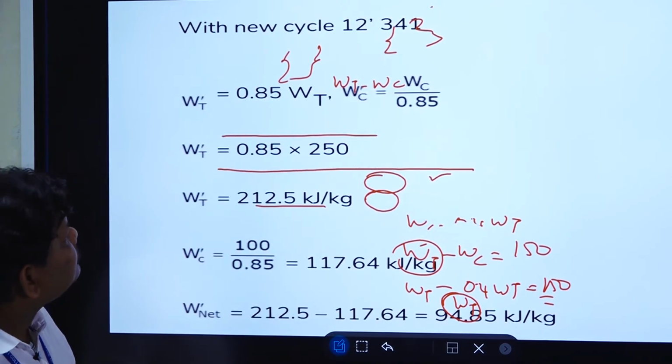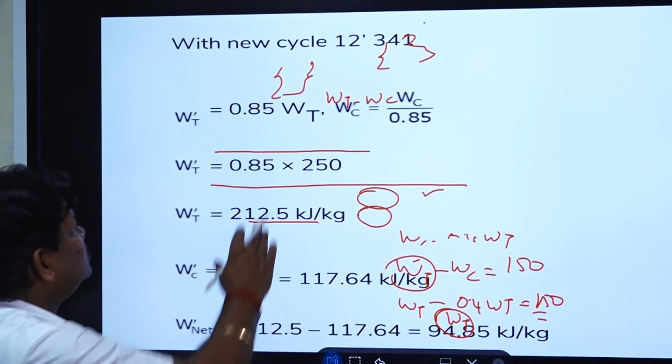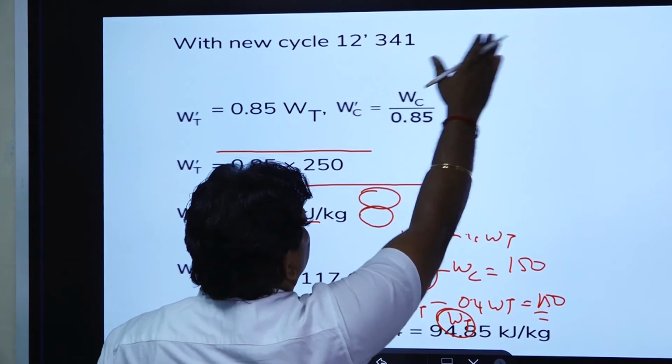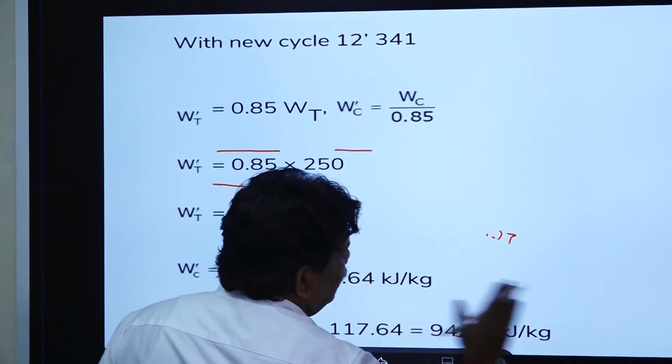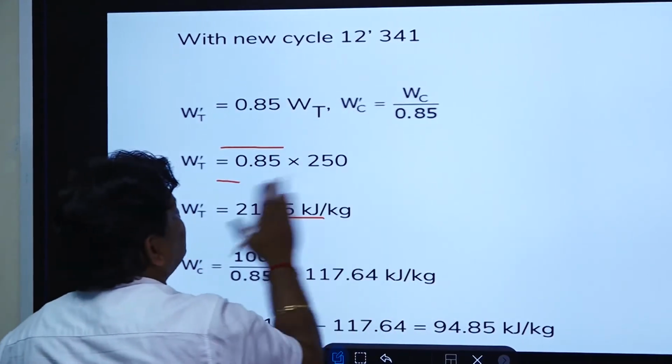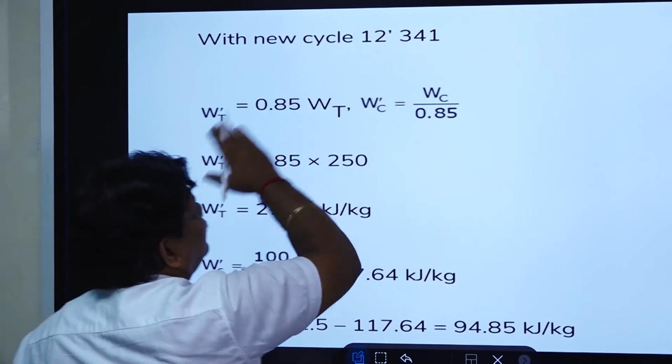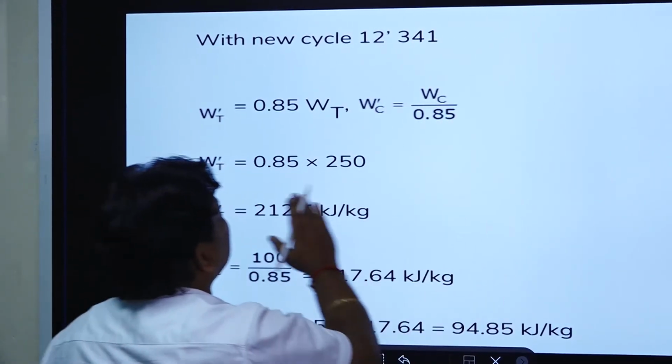kilogram. Okay. So now the new cycle is given with 0.85, or otherwise 85%, for both cases, for the compressor as well as the turbine.